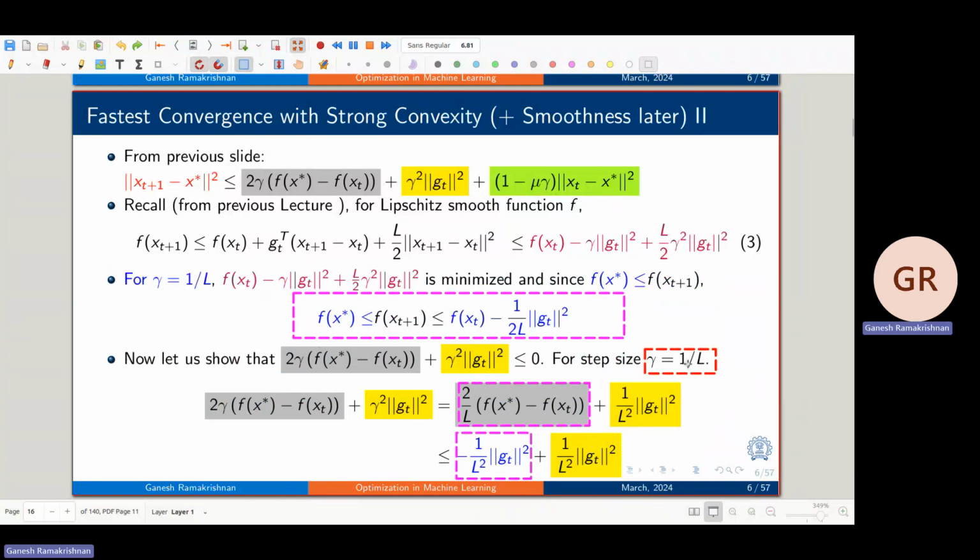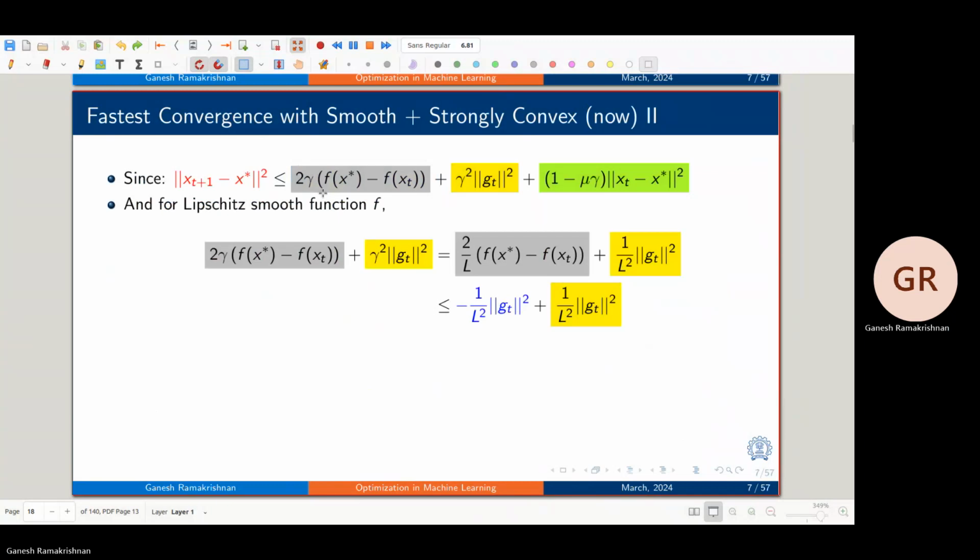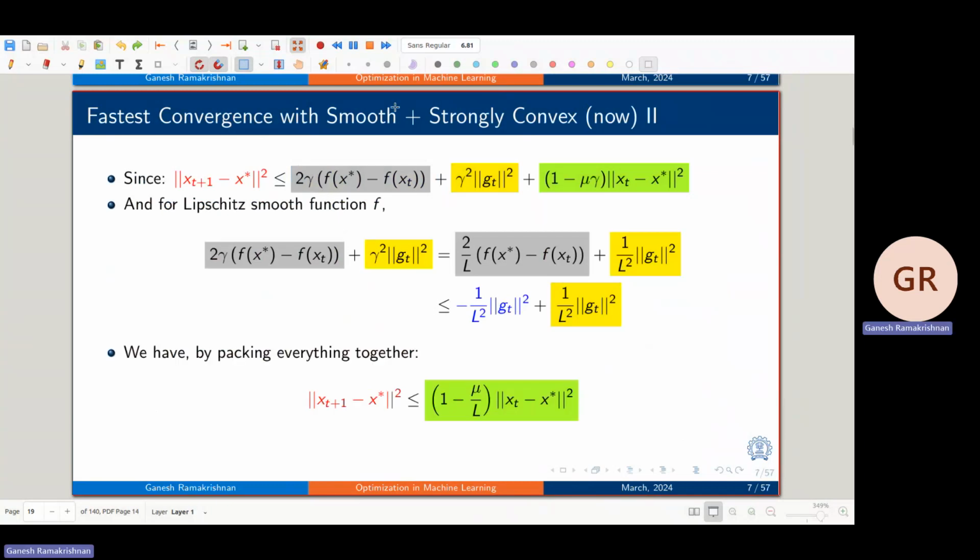Just note these. For gamma equals 1 by L, I use this inequality, plug in this negative of 1 by 2L norm gt square, to get this component, and now I have the right hand side less than or equal to 0. Now again recall from the previous slide, we had this term, and I've shown it to be less than or equal to 0. The yellow plus gray has been shown to be less than or equal to 0. So we have just packed everything together.